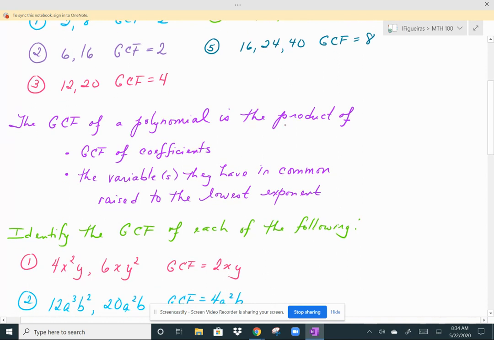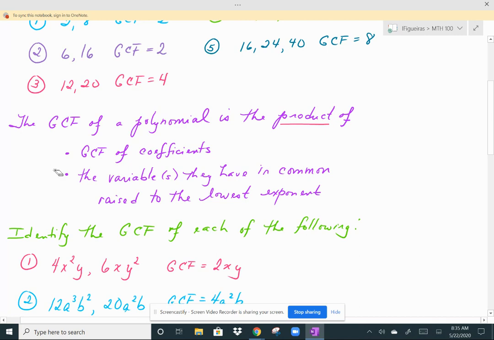All right, so when we're talking about the greatest common factor of a polynomial, that is going to be the product of the GCF of the coefficients, so that's why we practice numbers in the above examples, and the variables they have in common raised to the lowest exponent. So product means that this GCF of the coefficients and the variables they have in common raised to the lowest exponent have to be multiplied. That's what product means, multiply expressions together.